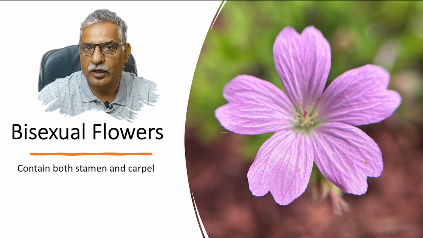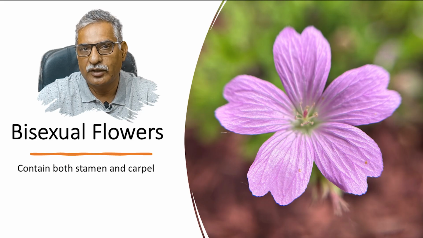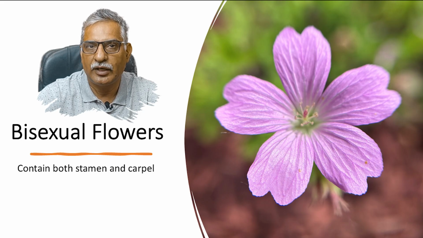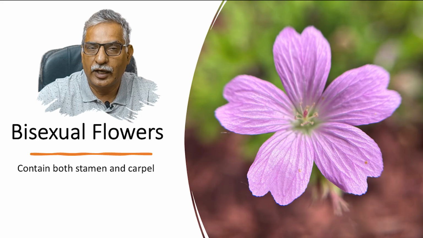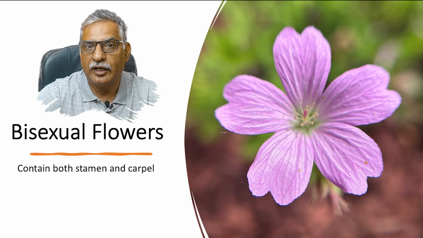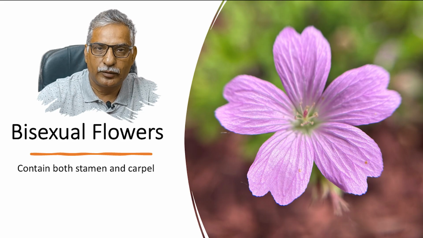Now, pollen grains are the male gametes. You can say pollen grains contain a nucleus known as the male gamete nucleus, and that needs to fertilize the female gamete nucleus present inside the ovule. For that purpose, the male gamete nucleus, meaning the pollen grain, needs to travel from the anther to the stigma of the carpel.